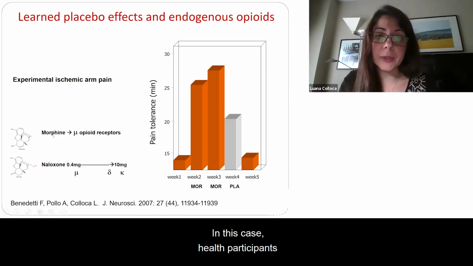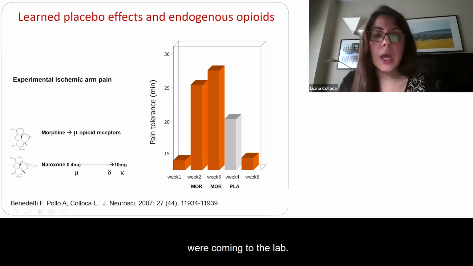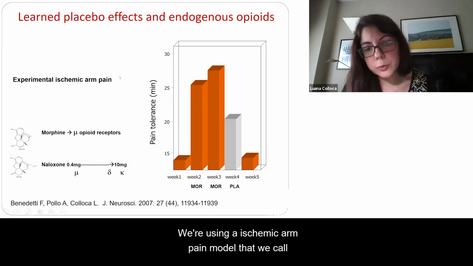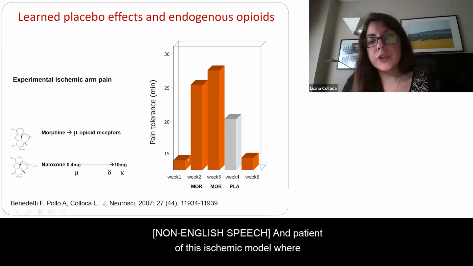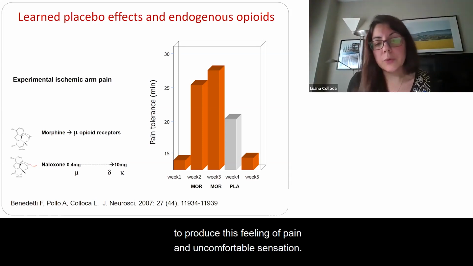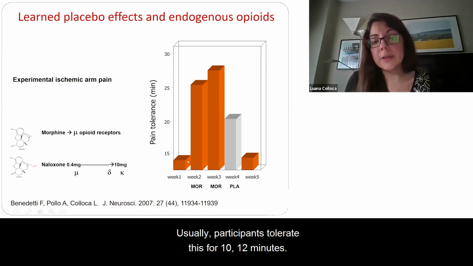In this case, healthy participants were coming to the lab. We use an ischemic arm pain model that we call also tourniquet. Patients have this ischemic model where the arm becomes temporarily ischemic to produce this feeling of pain and uncomfortable sensation. Usually participants tolerate this for 10-12 minutes.